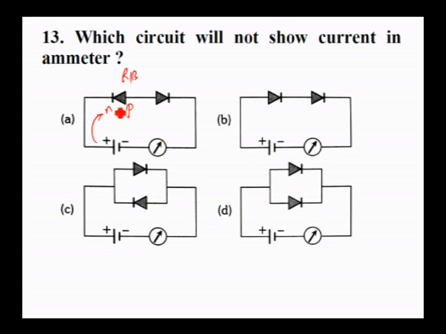A reverse biased PN junction does not conduct. So, even though the other one is there, since this is already reverse biased, it will not conduct. Probably this is the answer now, but we have to rule out the other ones.